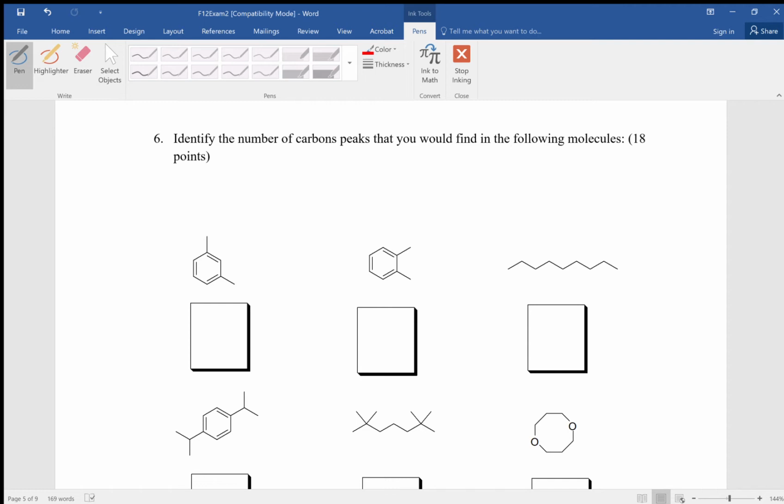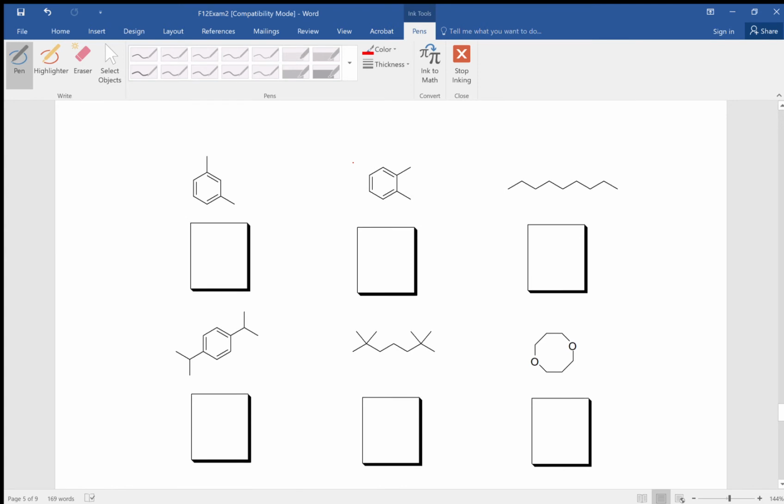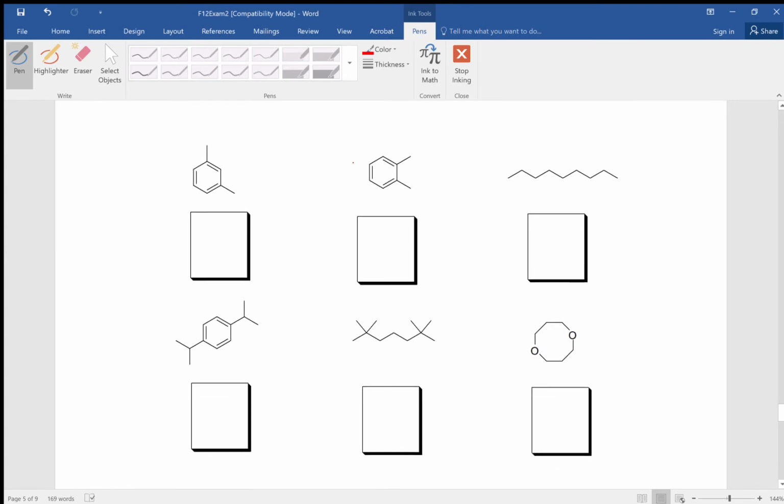So one of the keys in a lot of these questions is to identify whether we have symmetry in any of these molecules. It's also important that we make sure that we know whether we're looking at carbon versus hydrogen for these types of questions, because the answers to those can be very, very different. But in fact, every one of these molecules has some degree of symmetry in them.